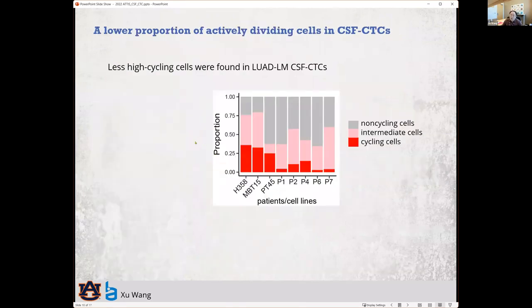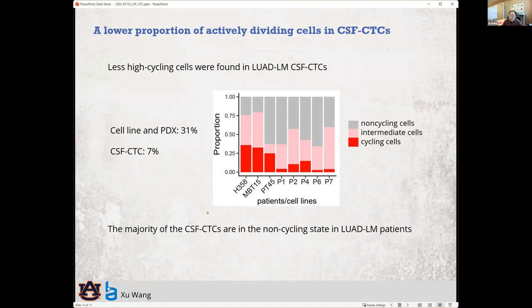So we also checked the cycling status of the CTCs compared to primary tumor and a xenograft. What we found is that the CSF CTCs have a much lower proportion of highly cycling cells, and the majority of the CSF CTCs are in the non-cycling state in the LUAD-LM patients. So we hope our transcriptome profiling could facilitate the development of novel markers for diagnosis of brain metastasis.